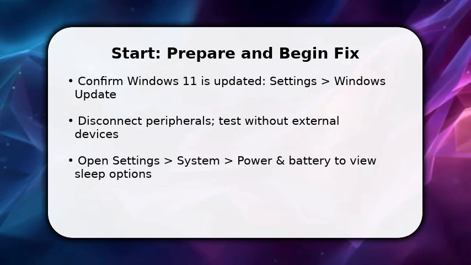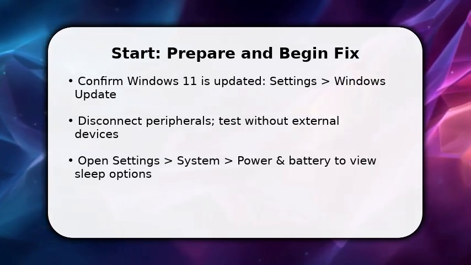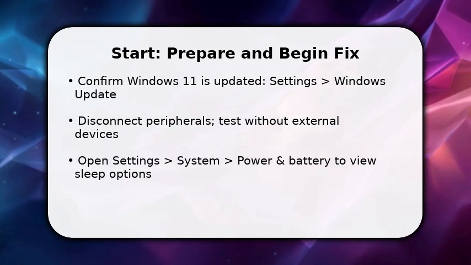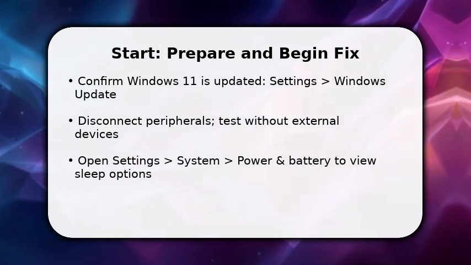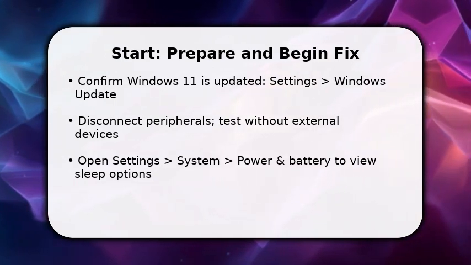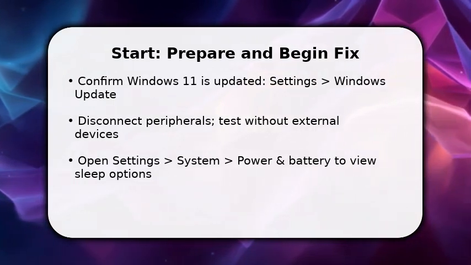You'll start by preparing the system and launching the diagnostic path. First, make sure Windows 11 has the latest cumulative updates installed. This avoids known sleep bugs. Next, disconnect USB peripherals and test sleep without them so you eliminate external wake sources.